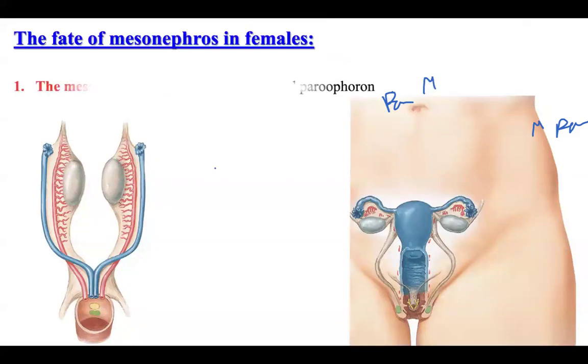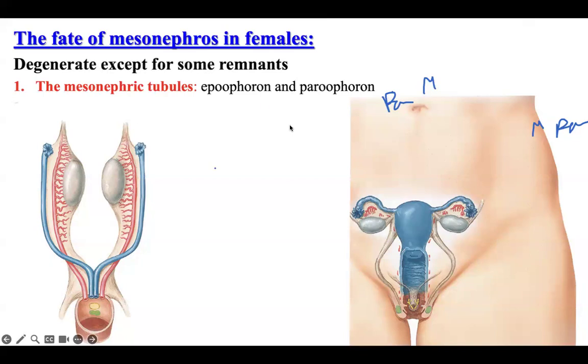Okay, what is the fate of the mesonephric in male and female? In female, we have the mesonephric tubule and the mesonephric duct. The mesonephric tubule will give remnants called epoophoron and paroophoron. This is the duct, the mesonephric duct, and this small part is the tubule. The tubule will give the remnants epoophoron and paroophoron, which are inside the broad ligament.